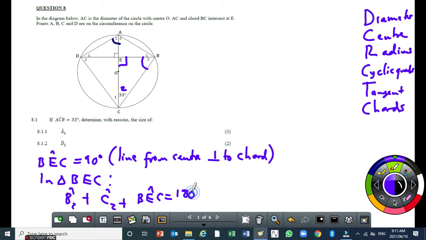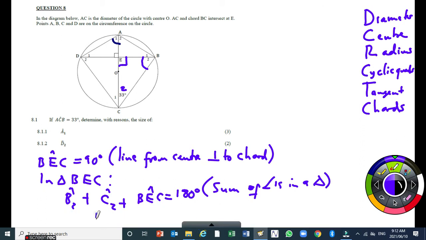This is equal to 180 degrees, which is sum of angles in a triangle. And from here, then we are going to say B2 is going to be equal to 180 degrees minus 90 degrees minus 33 degrees, and you get 57 degrees. So the answer there will be 57. If you did the work, I hope you got 57. If you didn't do it, don't worry. There is going to come a time when you regret.